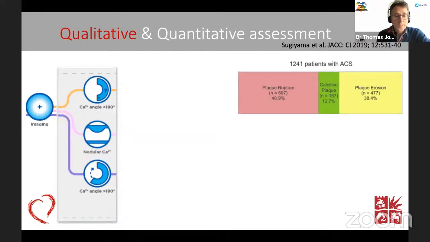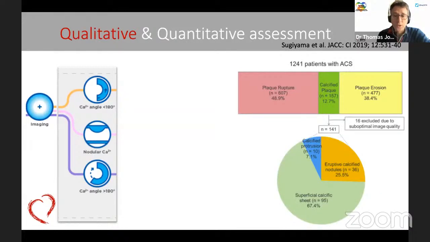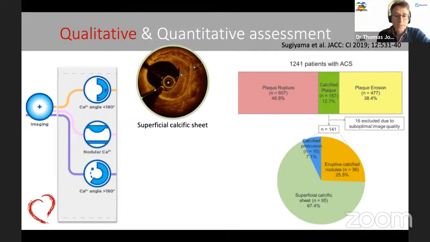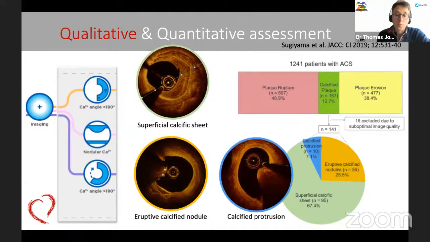I think the qualitative assessment of calcium is actually something that is currently overlooked. And we see from this nice series of acute coronary syndrome patients with calcific plaque, thankfully a relatively small minority of an overall cohort of ACS patients, we see that there are these different qualitative types of calcification: the superficial concentric sheet, the eruptive calcific nodule, the more nodular protrusive calcium, which actually in my mind is the scariest calcium for us to deal with, because I think this is where actually we're associated with a far greater hazard intraprocedurally, particularly of perforation.